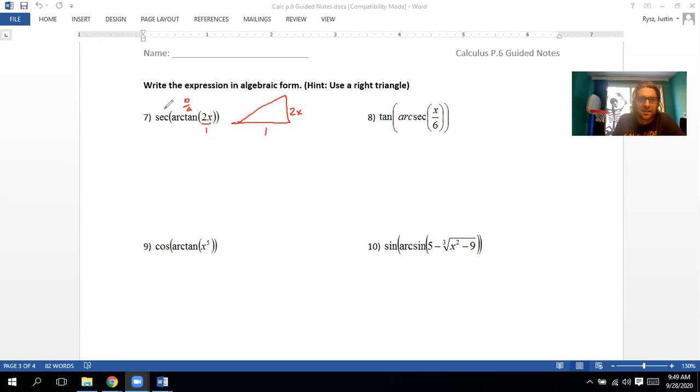If I find the secant, it is the hypotenuse over the adjacent, so I have to find the hypotenuse. Let's find this side here, c. So I would have 1 squared plus 2x squared equals c squared. I can get an expression for c by saying this would be 1 plus 4x squared equals c squared. So c equals the square root of that, 1 plus 4x squared.